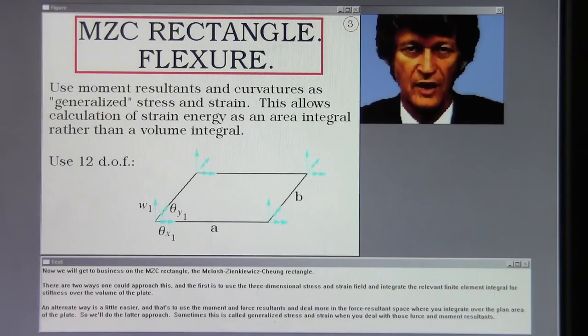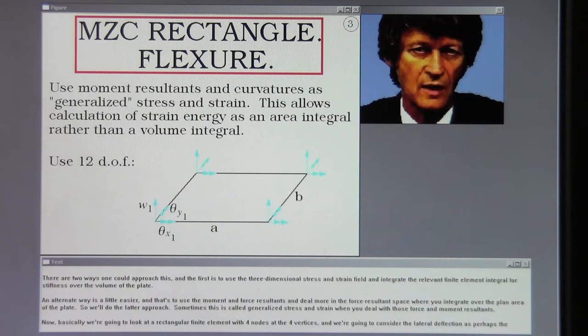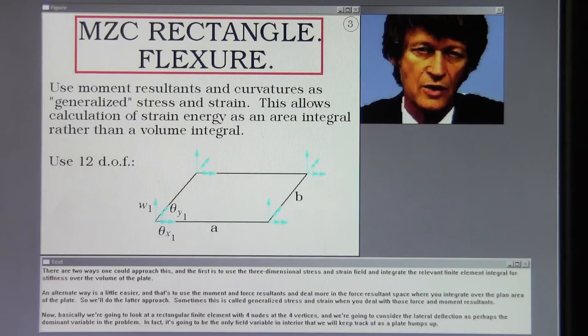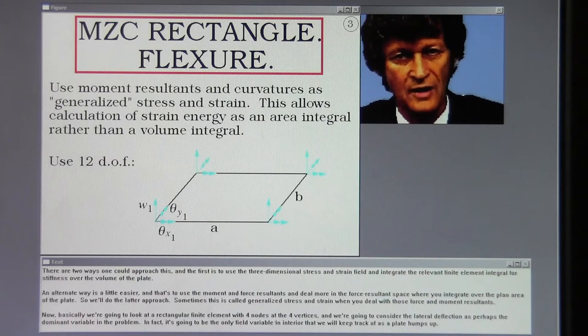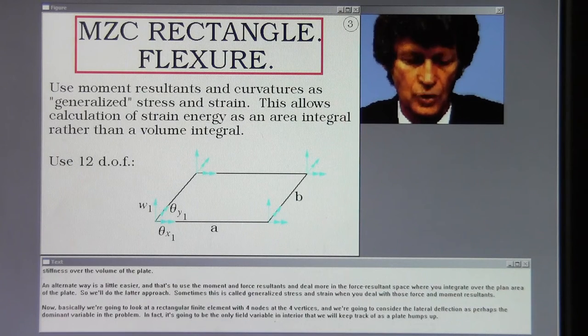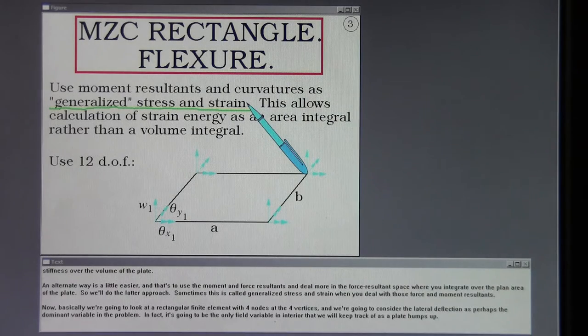Now we will get to business on the MZC rectangle, the Melosh-Zienkiewicz-Cheung rectangle. There are two ways one could approach this, and the first is to use the three-dimensional stress and strain field and integrate the relevant finite element integral for stiffness over the volume of the plate. An alternate way is a little easier, and that's to use the moment and force resultants and deal more in the force resultant space, where you integrate over the plan area of the plate. So we'll do the latter approach. Sometimes this is called generalized stress and strain when you deal with those force and moment resultants.